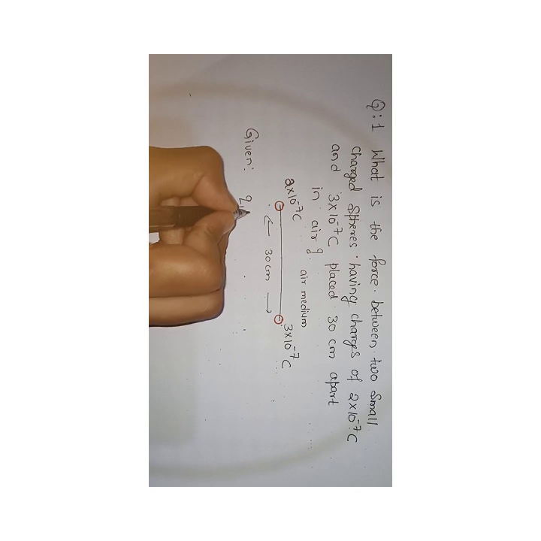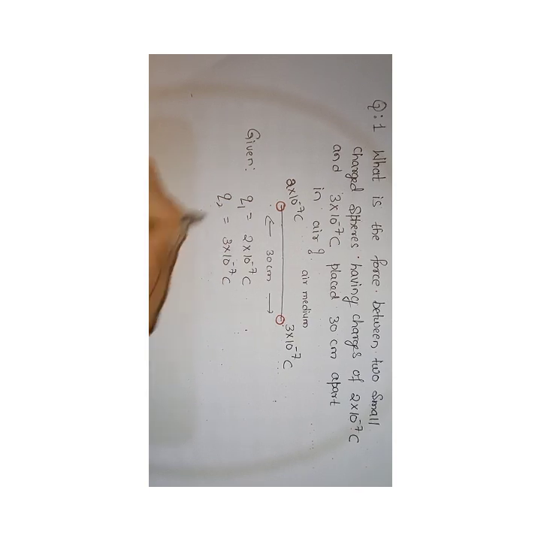Let us assume Q1 as 2 into 10 raised to minus 7 coulomb, Q2 as 3 into 10 raised to minus 7 coulomb, and the distance we are taking here is R. So what is distance R here? 30 centimeter.